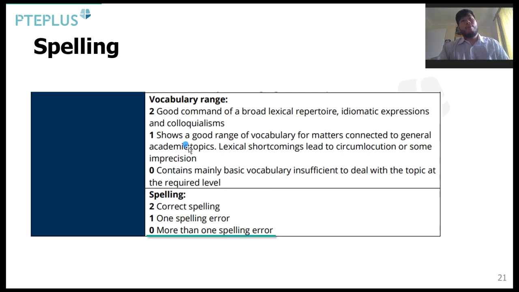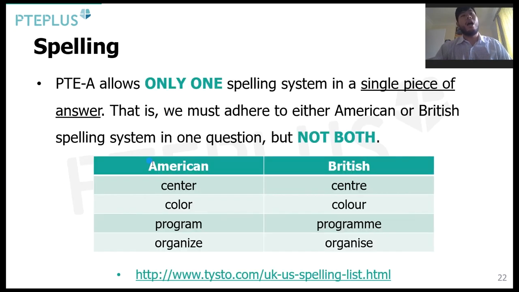The last requirement we have is spelling. You get 2 for correct spelling, 1 if you just have one spelling error, and 0 if you have more than one spelling error. So this is quite tricky, because as long as you don't make any spelling mistakes, you get full marks, but as soon as you start making one, you get 1 mark. If you make more than one, then you get 0. So it's really harsh, and we can't make any spelling mistakes at all.